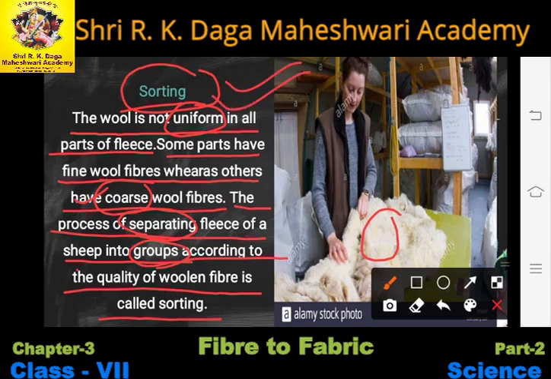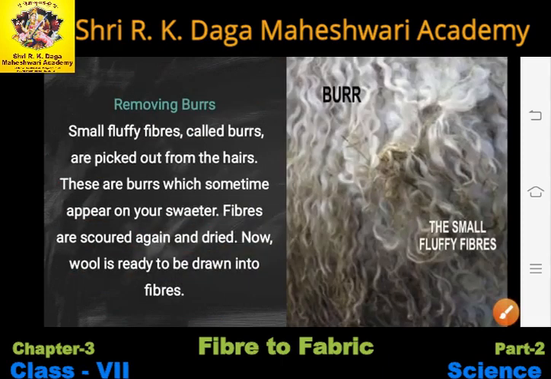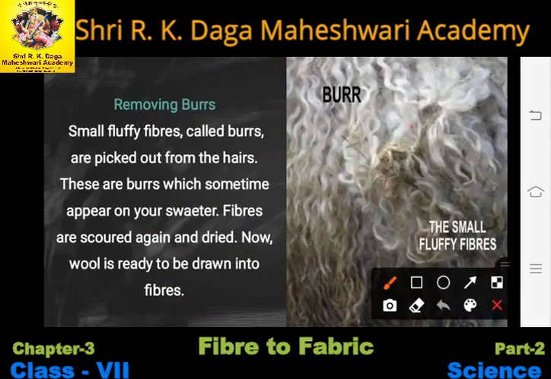Okay, so till now what we have done, we have removed the hairs from the animals, we have spread it on the tabletop and removed the unnecessary materials from the wool. Now we have separated the wool according to their quality. अभी तक हमने ये processes कर ली हैं. Now what is the next step? The next step is removing burrs.